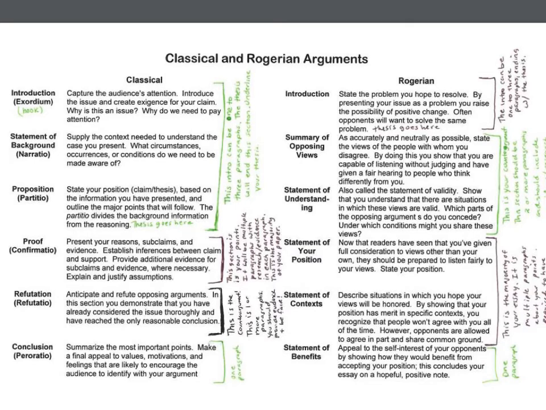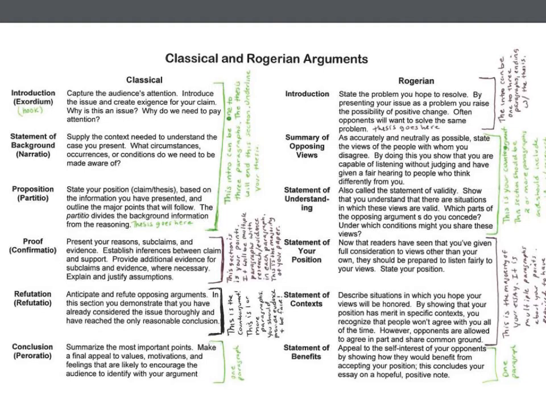So let's focus on the classical part on the left. Here we have the introduction, the statement of background, and the proposition. And that's all the introduction. So it looks like it's 3 paragraphs. The introduction can be 3 paragraphs, but it could also be 1. It really depends on your topic. As long as you're covering all this information in your paragraph, it depends on how long it will be. Either way, you're going to have the thesis at the end. So whether your introduction is 1 paragraph or 3, your thesis goes at the end. Usually it's not more than 3, guys. So let's stick between 1 and 3.